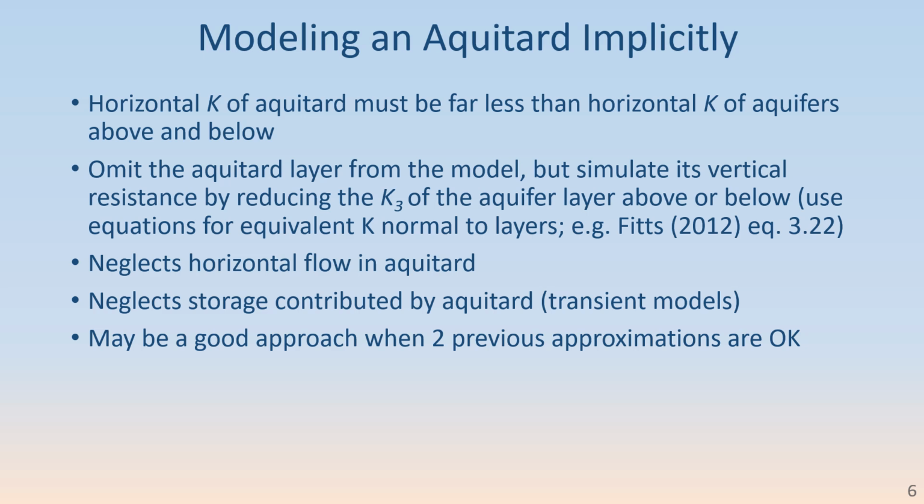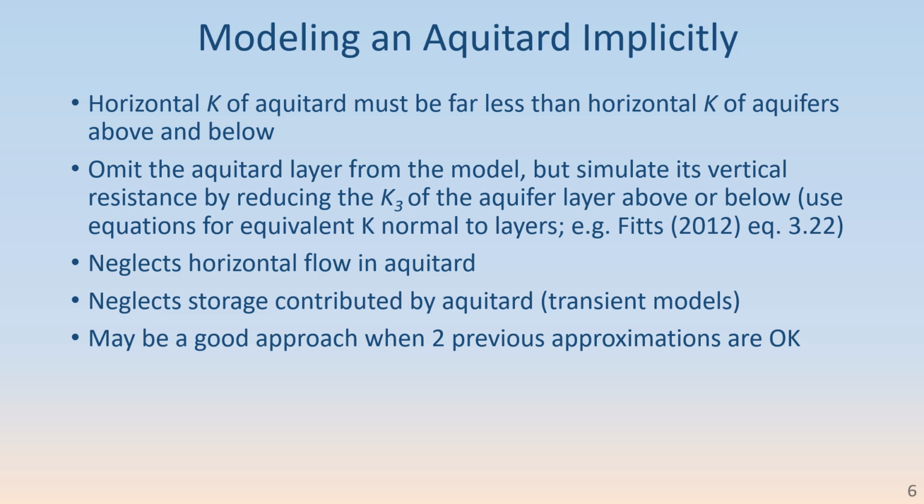And to do that, you can use equations for the equivalent conductivity normal to layers, which I cite from my own textbook here, and I believe the equation number is the same in the 3rd edition that came out in 2023. And you'll find a similar or the same equation in other groundwater textbooks. As I said, you neglect the horizontal flow in the aquitard.